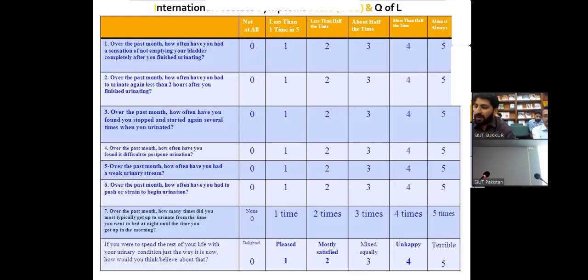And the question about the quality of life is, if you were to spend the rest of your life with your urinary condition just the way it is now, how would you feel about it? Delighted 0, pleased 1, mostly satisfied 2, mixed equally 3, unhappy 4, terrible 5.